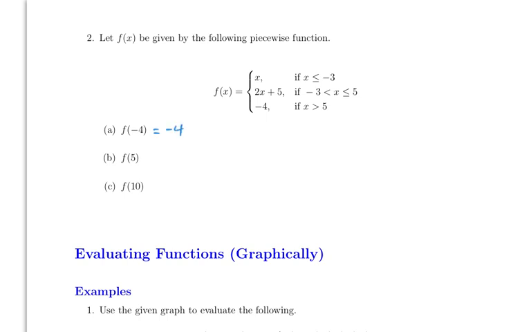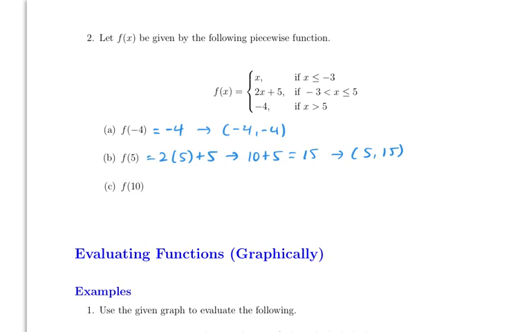Okay? What about f of 5? Well, 5 is right at the end, but it's still part of this. So you have to use this equation. So this will give you 2 times, instead of x, you're going to put 5, plus 5. So this is going to give you 10 + 5, which will give you 15. So again, remember this means this is the point (5, 15). Well, this one, this is the point -4 for this case.